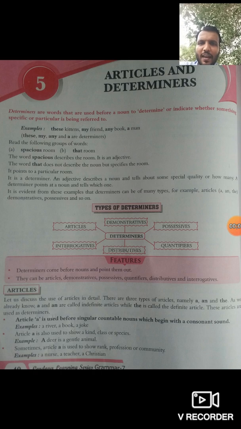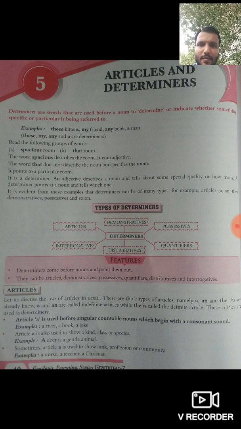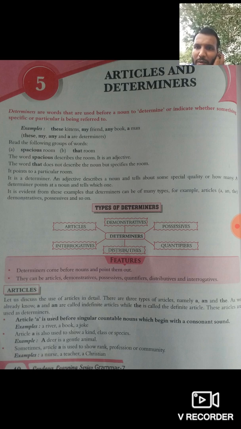Today we are going to start Standard 7's Chapter number 5, Articles and Determiners. Determiners are the words that are used before a noun to indicate whether something specific or particular is being referred to. For example, these kittens, my friends, any book, a man. So these, my, any, and a are determiners.